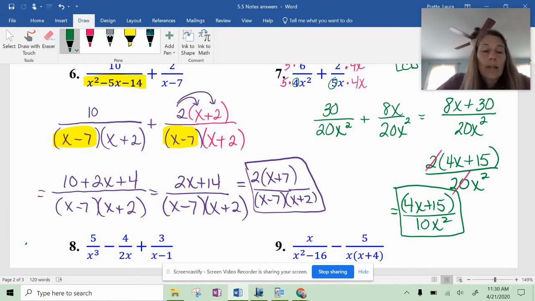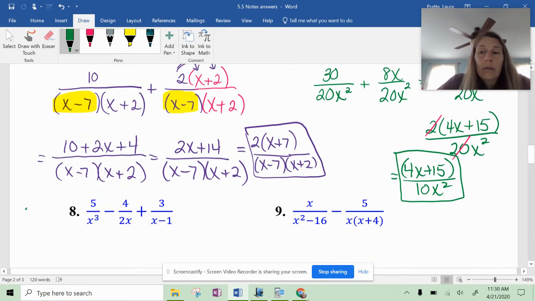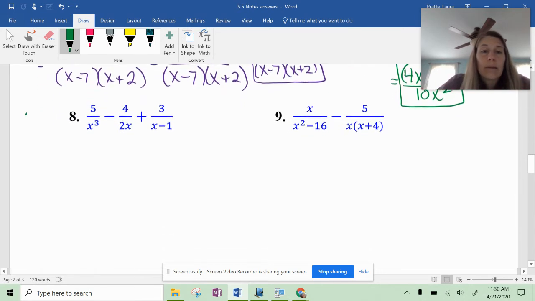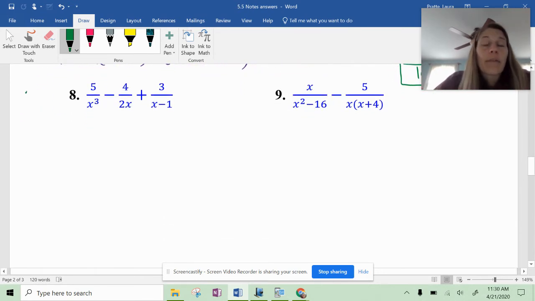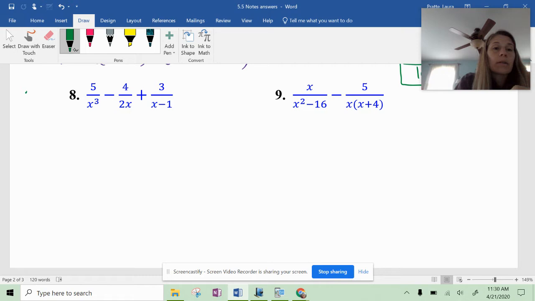Okay, so now we're going to get to number 8 and number 9. So let's go to number 8. So now number 8, we have 3 terms. So when we're doing this one, let's take a look.